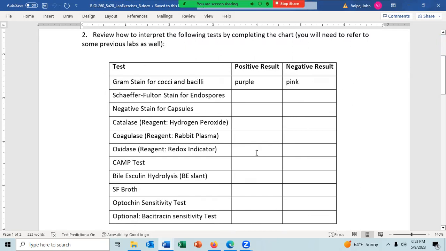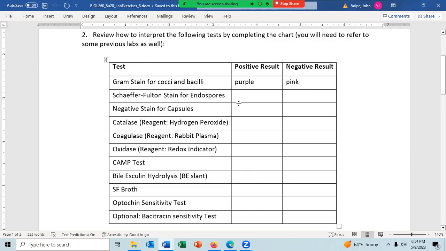So on this test, we have the optochin sensitivity test today, the SF broth test today, the BIOL260 test today, and the CAMP test today. But the bacitracin test we discussed in a previous lab, the oxidase test, the coagulase test, the catalase test, and the negative stain for determining if the cell has capsules, and the Schaefer-Fulton test, and then the Gram stain we've discussed in previous labs. So refer to the previous lab to get the result.